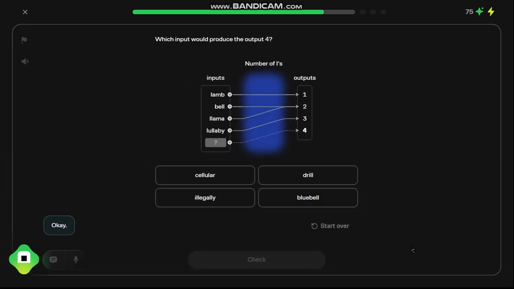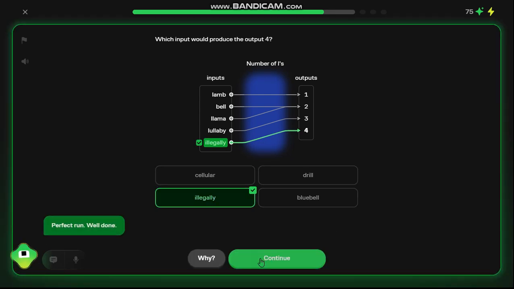Okay. Last problem. Which input would produce the output 4? 4 means 4 L. This one has 4 L. Now wait, we need to find. This one has 2 L. Bluebell has 3 L. But what's bluebell? I think it's a blueberry, blue, but it's a bell. Connect to each other. So cellular has 3 L. And illegal has 4 L. By my calculation, that is correct.